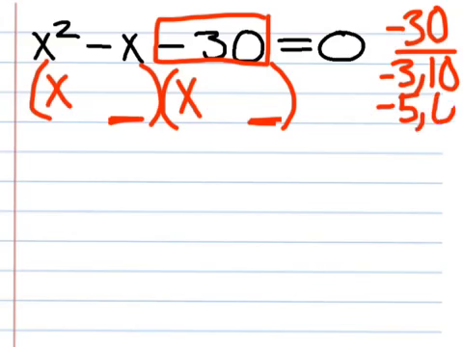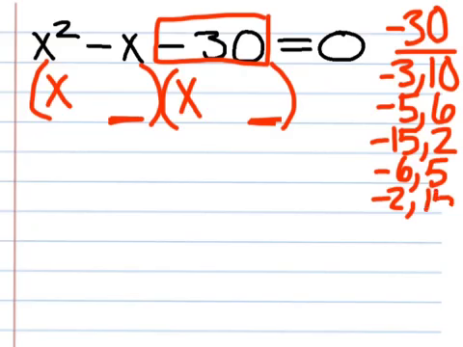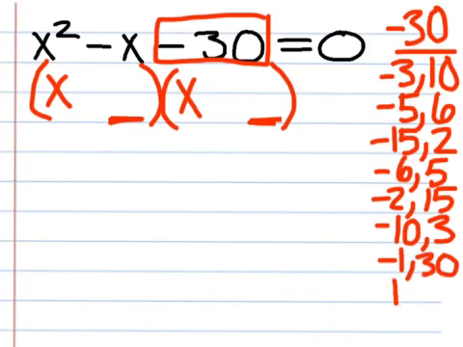-3 and 10. I heard -5 and 6. -15 and 2. -2 and 15. And -10 and 3. -1 and 30. And 1 and -30. Okay. Alright, now that we have our factors of -30, we're looking for what number is in front of x. If there isn't a number there, what's the coefficient in front of the x? A 1. So we have a -1.